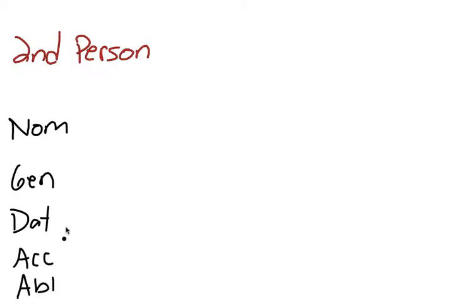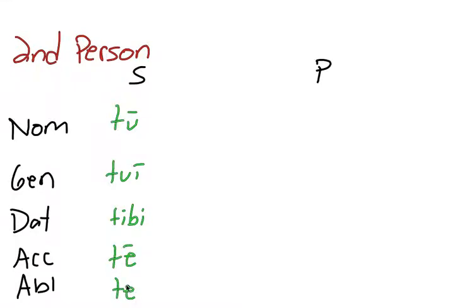Okay, and we'll again set up our chart with our 5 cases. We've got a singular and a plural. Okay, the nominative is tu, which we've seen before. Tui, tibi, te, te. And again, it's really fun if you say it fast. Tu, tui, tibi, te, te. Looks a lot like the first person. Ego, mei, mihi, me, me. You can see how they're parallel.